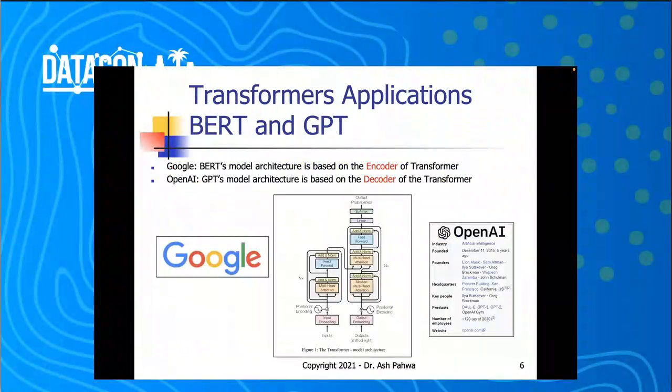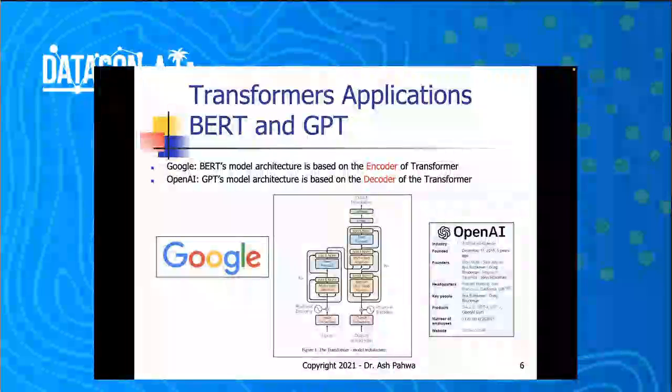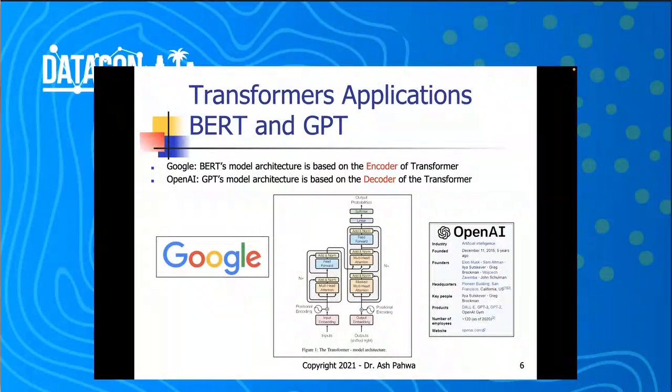Okay, so as I said before, Google, of course, uses BERT in its search engine. And that is the reason why the Google search engine has become very powerful. And there is another language model which has come out, which is called GPT. GPT came from OpenAI. GPT is not a Google product.